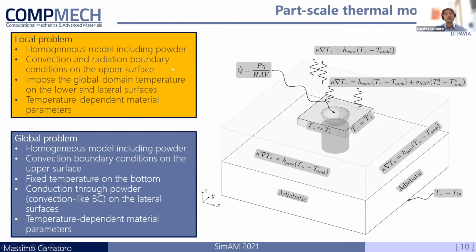But since the method is rather flexible in terms of physical model, we have also introduced a part-scale thermal model, where in this case, at the local size, the local problem, we consider a homogeneous model, including powder, and again, convection and radiation boundary conditions. Whereas in the global problem, we only consider convection condition on the upper surface, and we model the conduction through the powder with heat flux boundary condition on the lateral surfaces of the powder bed.